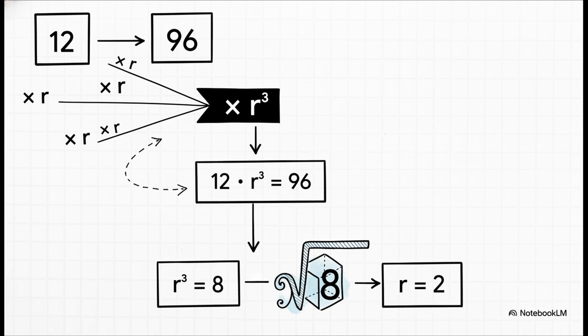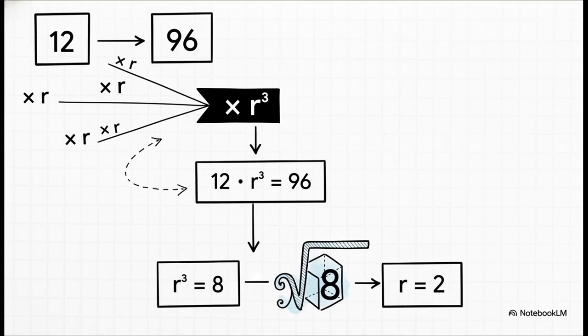Here's how you think about this. To get from the 3rd term to the 6th term, how many times did we have to multiply by R? Well, from 3 to 4 is once, 4 to 5 is twice, 5 to 6 is 3 times. So we multiplied by R 3 times. That means 12 times R cubed equals 96.